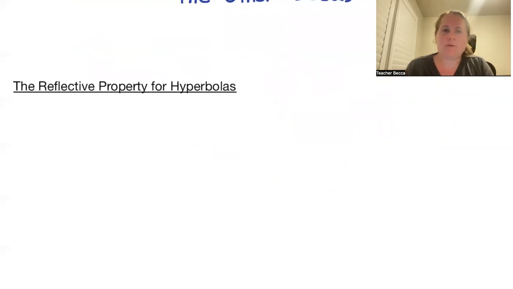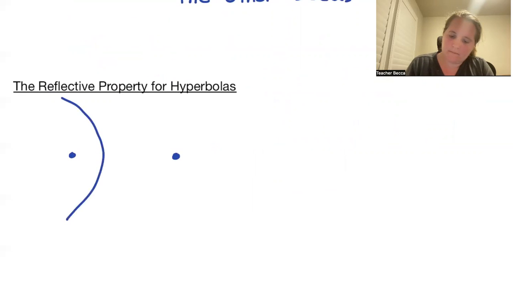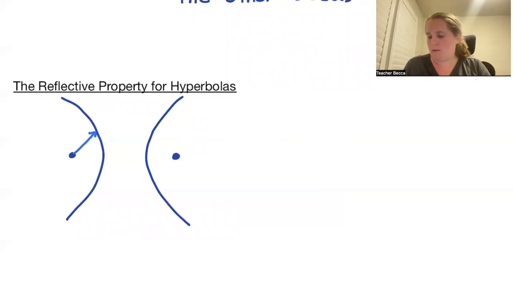Then we have the reflective property for hyperbolas. So again, we have our two foci. What we get here is if you shine a light from one of the foci at the hyperbola, if you imagine the line that would come from the other focus to the point you hit, we reflect in the opposite direction along that same line.